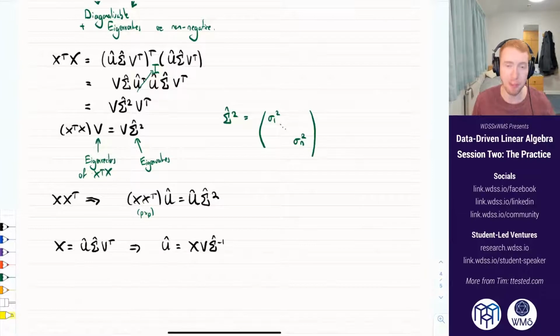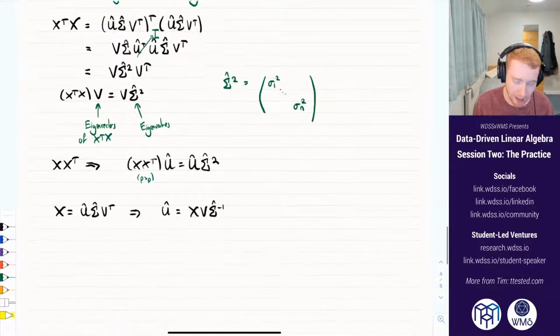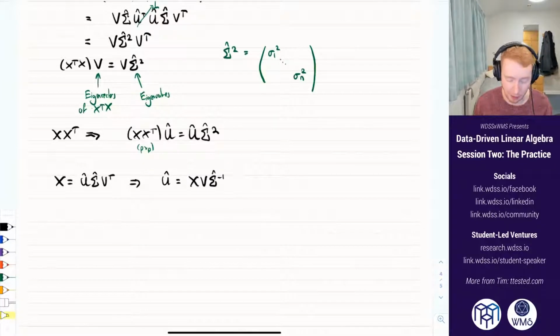So we have the singular value decomposition, great stuff. We're now going to get on to actually computing this SVD, an example of it.